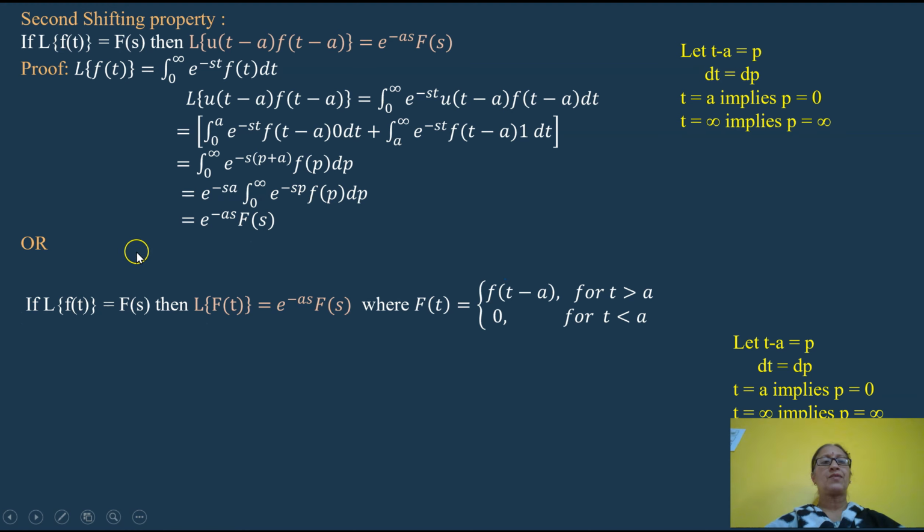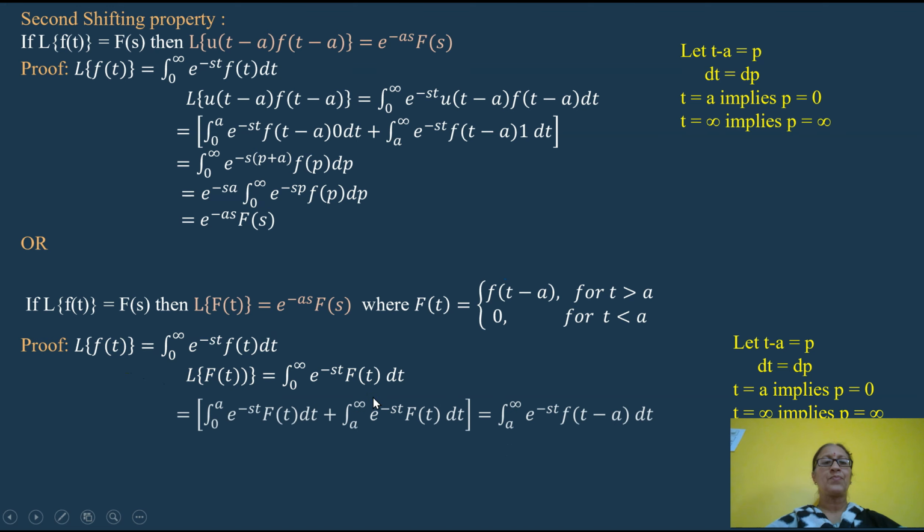If L of f of t equal to F of s, then L of capital F of t equal to e power minus as F of s, where this capital F of t is defined as f of t minus a for t is greater than a and 0 for t is less than a. Even you can find Laplace transform of this by using same procedure, whatever we have discussed now. Here replace this small f of t by capital F of t.